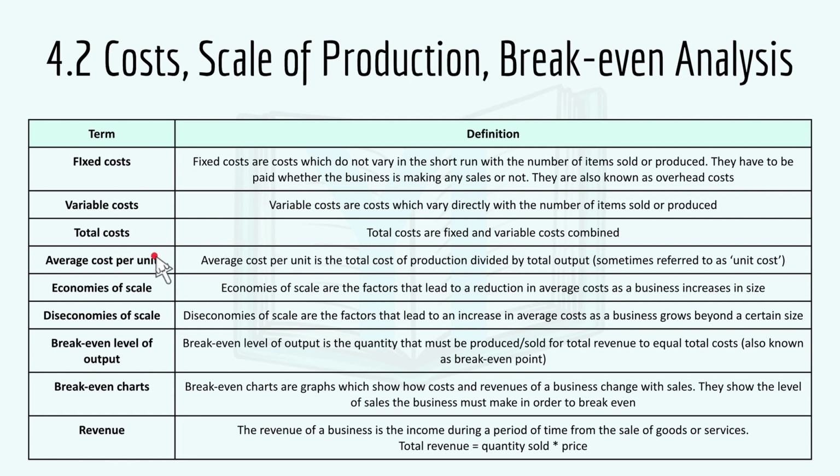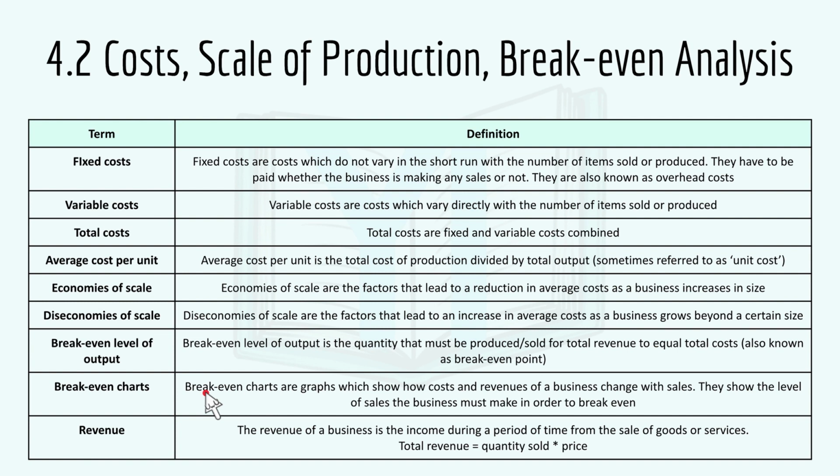The average cost per unit is the total cost of production divided by the total output, sometimes referred to as the unit cost. The economies of scale are the factors that lead to a reduction in average cost as a business increases in size. The diseconomies of scale are the factors that lead to an increase in average cost as a business grows beyond a certain size. Like we have reduction and increase. The break-even level of output is the quantity that must be produced or sold for total revenue to equal total cost, also known as the break-even point.